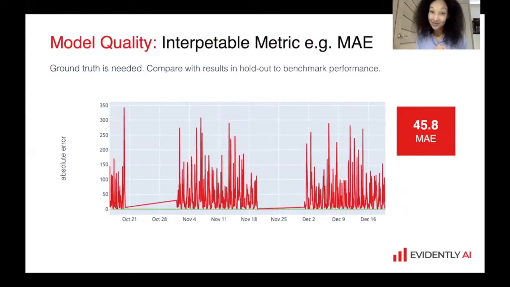Okay, finally, if you have your ground truth, then of course calculate some quality metrics. And it's again good to have some benchmark, for example, the quality that you got on your holdout test, and compare your production quality with this benchmark.